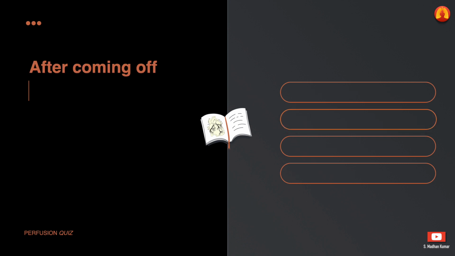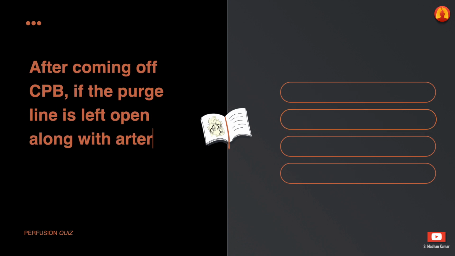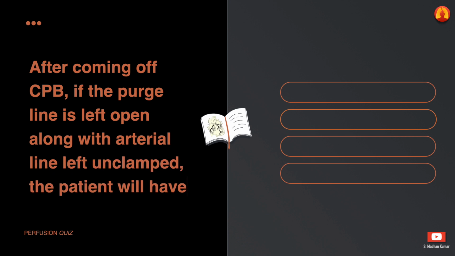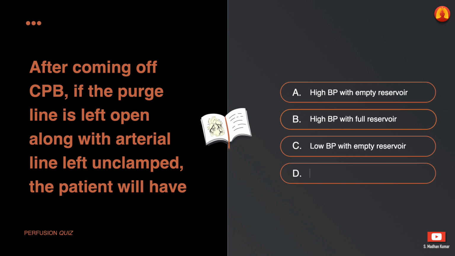After coming off CPB, if the purge line is left open along with arterial line left unclamped, the patient will have A. High BP with empty reservoir. B. High BP with full reservoir. C. Low BP with empty reservoir. D. Low BP with full reservoir. The correct answer is low BP with full reservoir.